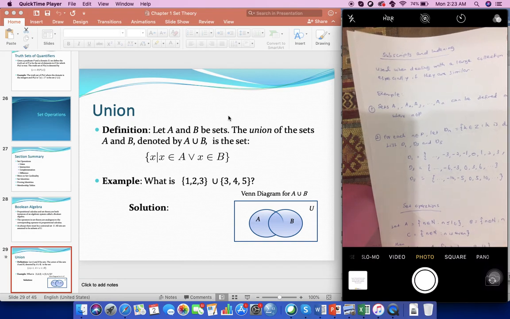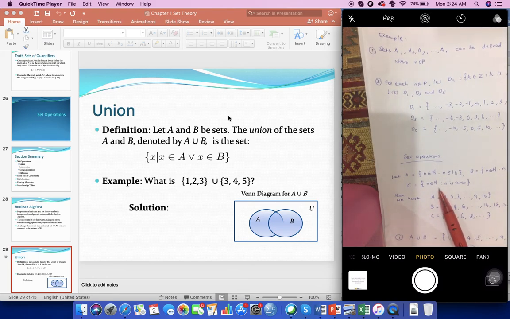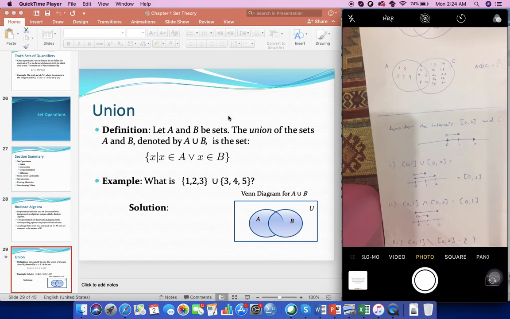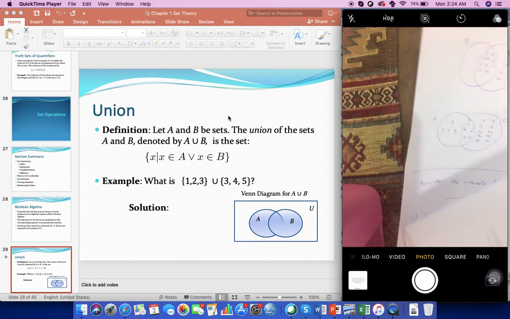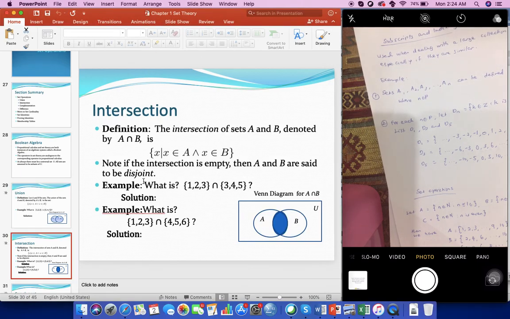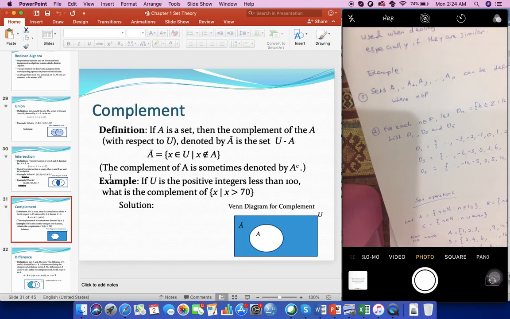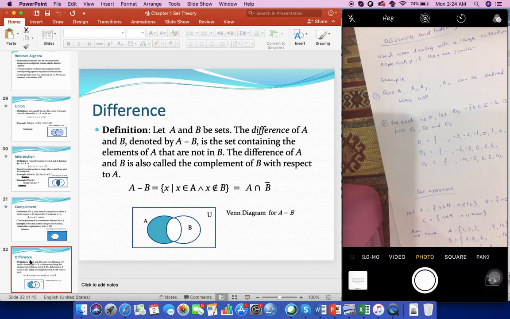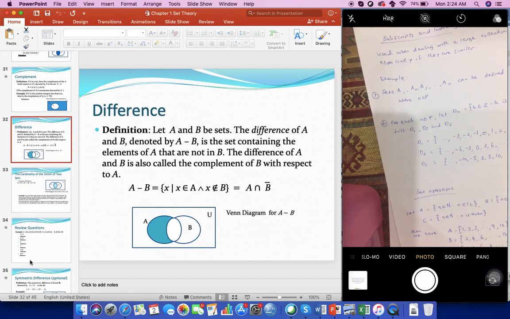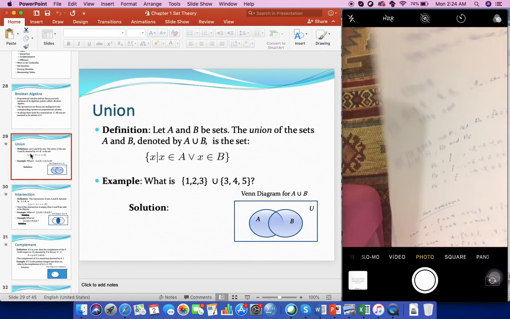Alright. Next, let's take a look at set operations. For set operations, we have union, intersection, complement, and difference. When you look at your slides, here. Okay, let's take a look at the first one, union.